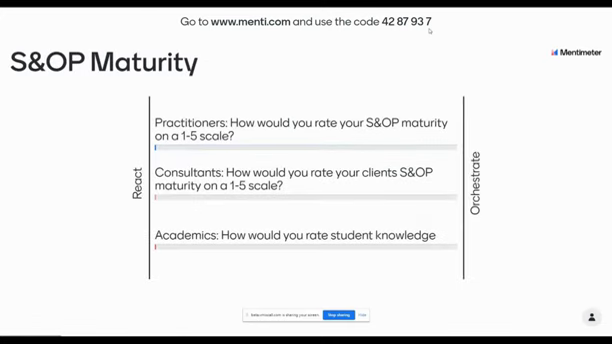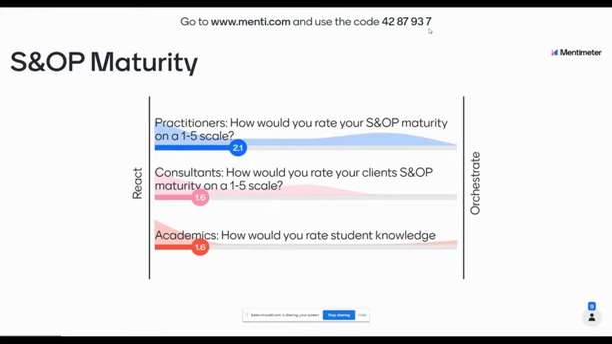Let me switch to the next question. So for the people who are in manufacturing or distribution, the practitioners, how would you rate your S&OP maturity on a 1 to 5 scale? If you are a consultant, how would you rate your client's S&OP maturity on a 1 to 5 scale? And for academics or students, how would you rate your student knowledge? For the stage 1 to 5, I used here the Gartner maturity stages. So also if you go into the app, you will see that 1 is the react stage, 2 is anticipate, and so on. So I'll give you a couple of minutes to react.